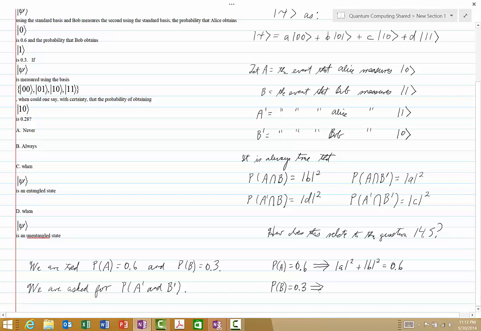implies that, now remember, B is the event that Bob measures a 1, and Bob measures a 1, the second qubit is 1 in this case and in this case. So that tells us the magnitude of B squared plus the magnitude of D squared is equal to 0.3.